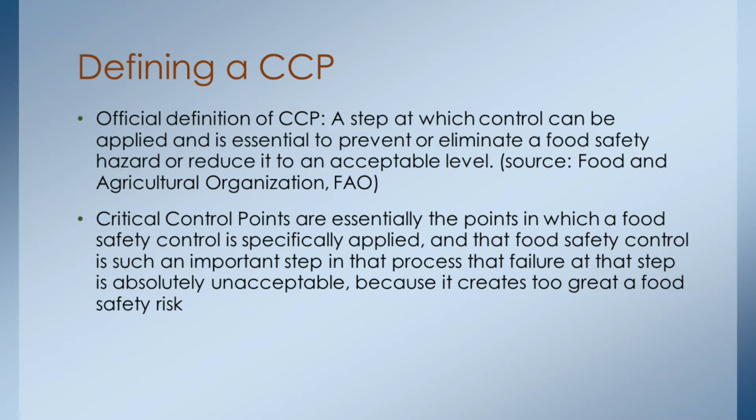But anyway, a CCP is a step in which a control can be applied and is essential to preventing or limiting a food safety hazard, or at least reducing it to an acceptable level. So these are steps that are so critical to the process as far as keeping the product safe that if these were to fail, suddenly you've presented yourself with an unacceptable food safety risk to your product that may require recall or some kind of correction, or I should say corrective action.